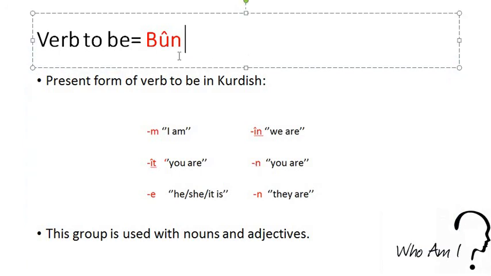Let's say I say min Kurdum. It means I am Kurdish. Min, then you say Kurd, then you add m. This m is verb to be, and it refers back to min. So I can omit this min and just say kurdum, because this m is verb to be and it refers back to subject I. So that's why I can omit subject I. Just say kurdum or min kurdum. It has the same meaning.